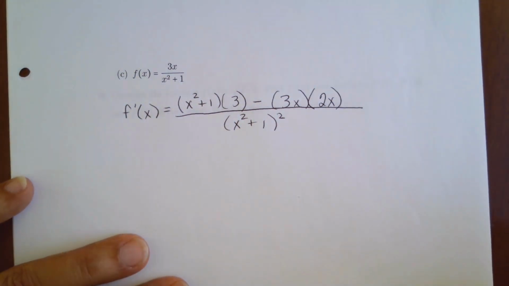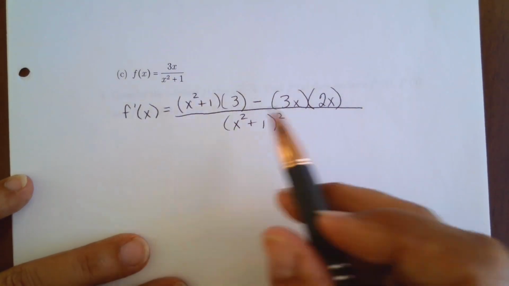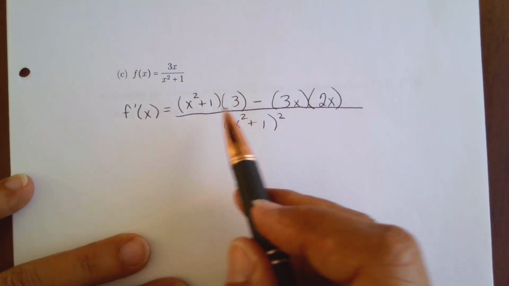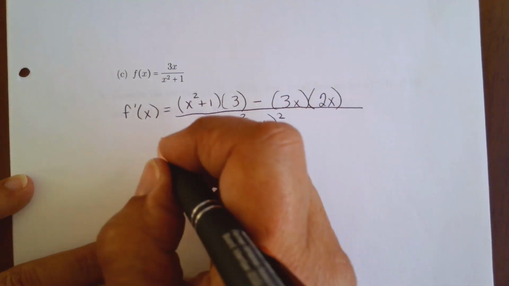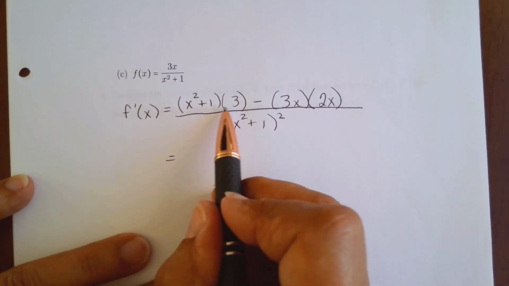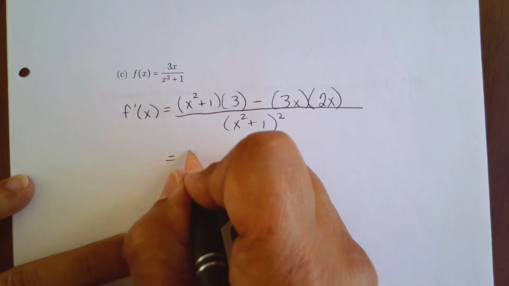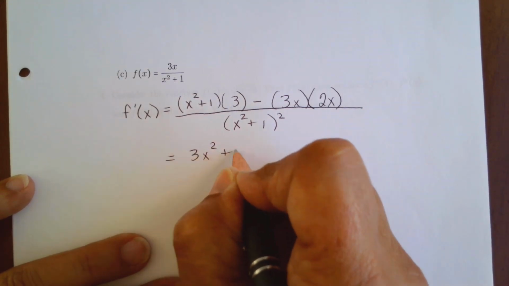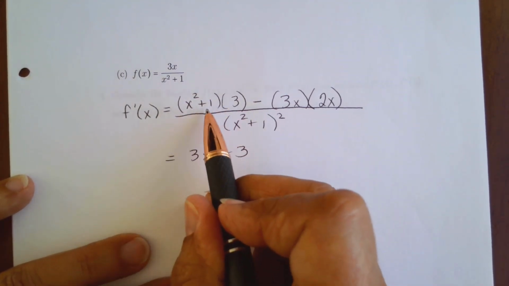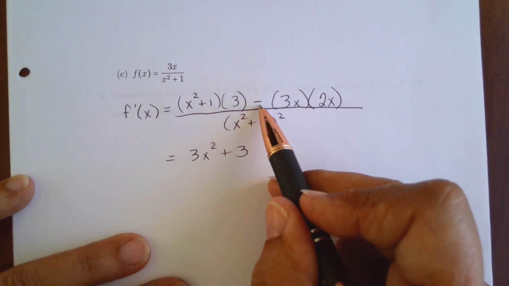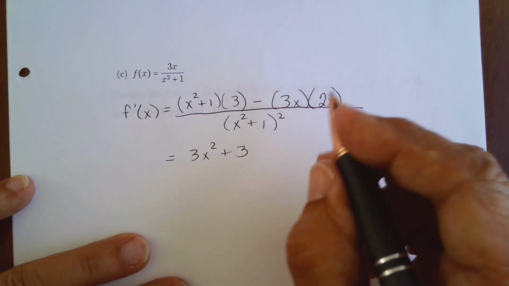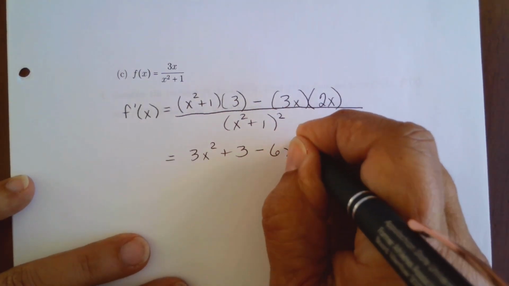Okay? All right, so now you can see, I don't want to find the derivative of that again, because that's way too complicated. So let's simplify that a little bit. In the top, I'm going to multiply this by 3, so that's 3x squared plus 3. 3 times x squared, 3 times 1. And then over here, I've got a negative, and then 3x times 2x, so that's minus 6x squared.